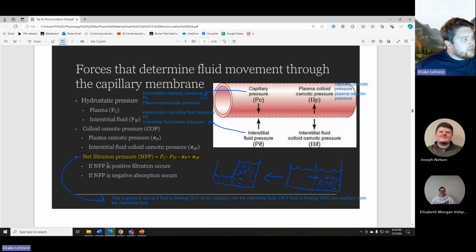So this is saying if it's positive, if after all this math and stuff, it's positive, filtration occurs. So filtration means fluid is leaving the capillary. If it's negative, absorption is occurring. That means fluid is going into the capillary.